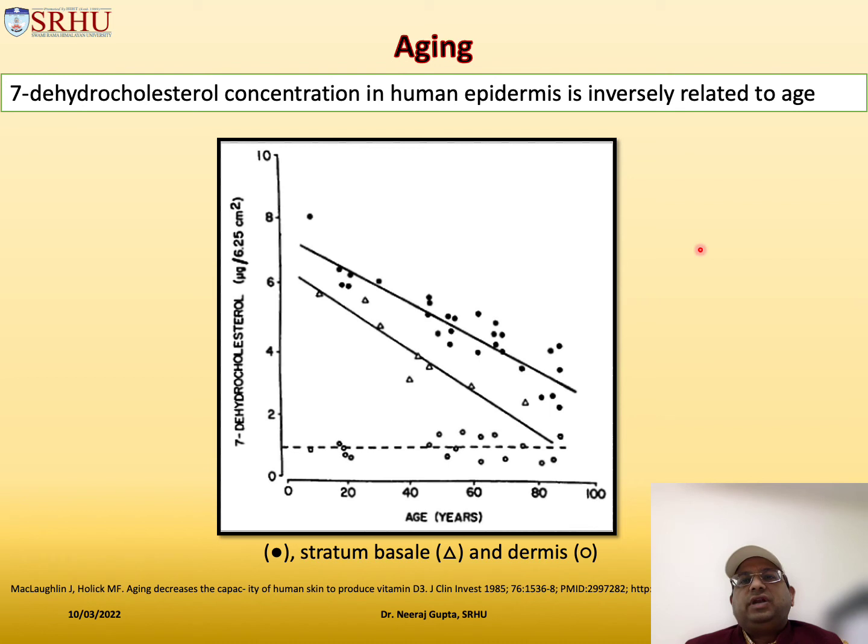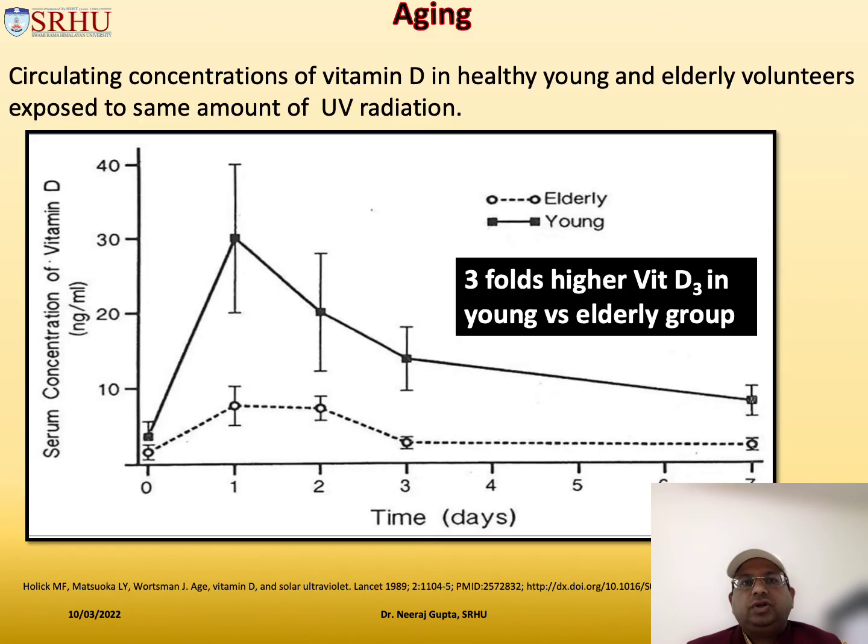Another interesting factor I would like to talk about is aging. Now, it is observed that 7-dehydrocholesterol concentration in human epidermis is inversely related to age. And it was found in an interesting study, when a group of healthy young adults and aged individuals were exposed to the same amount of UVB radiation in a tanning bed, that the younger group had around 3 times higher blood levels of vitamin D as compared to the aged group, as shown in this graph.